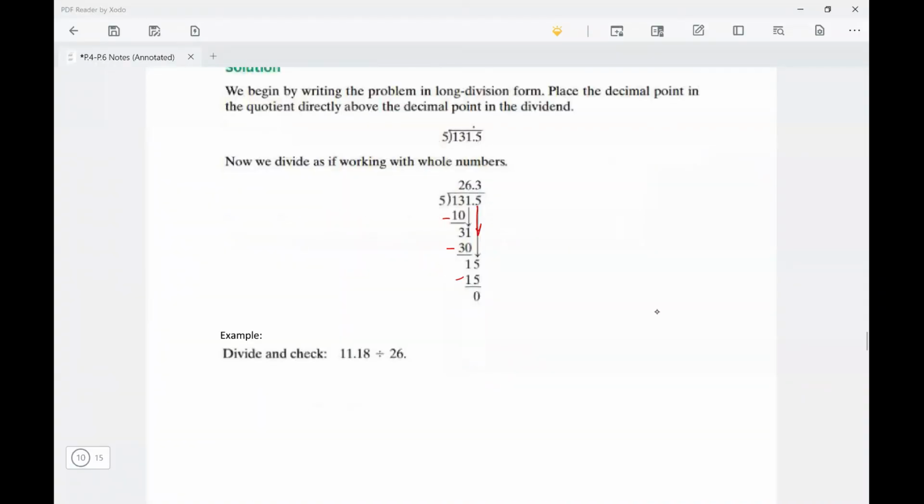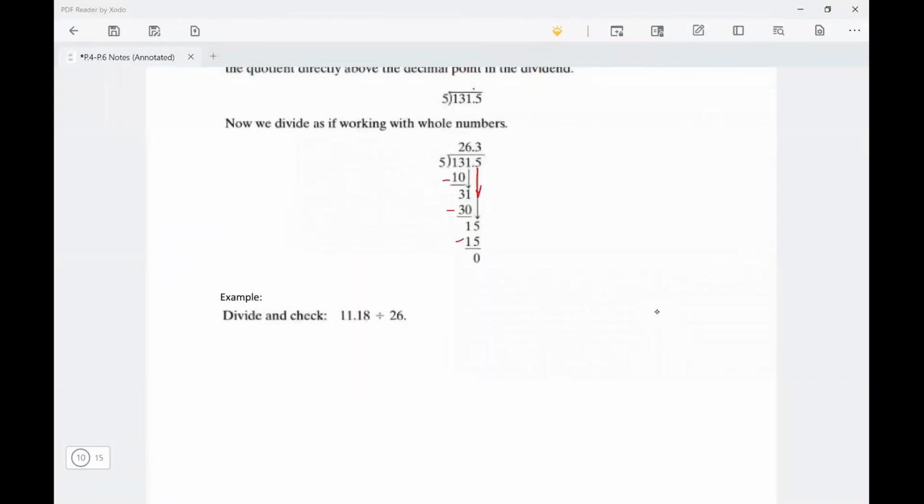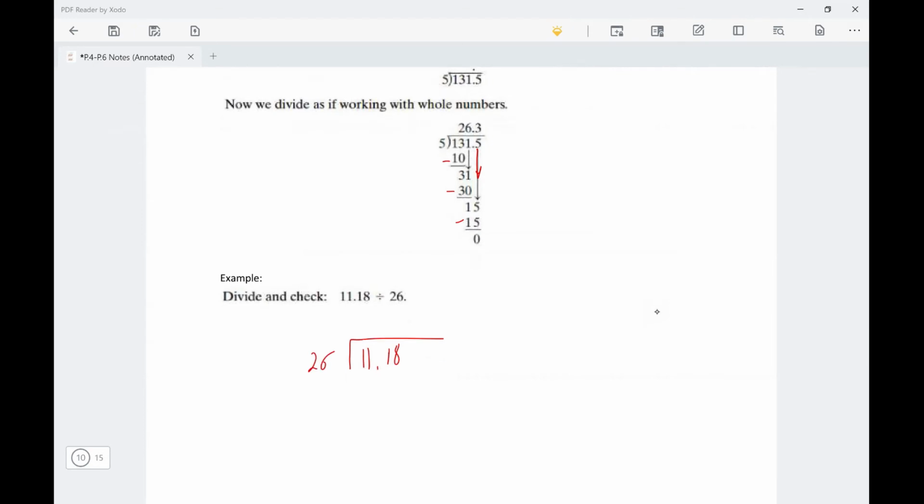Okay, so we're going to do our own example here. We have 11.18, and we're going to divide that by 26. Again, I'm going to set it up like I'm doing long division. I put what I'm dividing inside the little bracket, and we divide that by 26. Notice that 26 does not go into 1, so we can't divide 1 by 26. We can't divide 11 by 26, but we can divide 111 by 26. So the question is, how many times does that go into it? Notice that it actually goes into it 4 times.